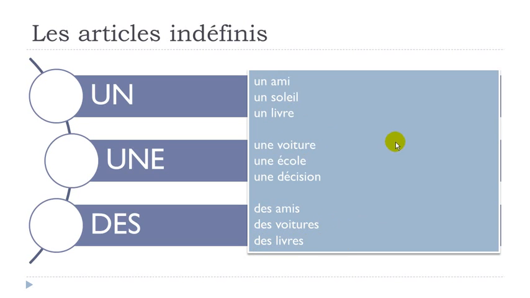Okay, let's repeat them one more time. Un, une, des. Un ami, un soleil, un livre, une voiture, une école, une décision, des amis, des voitures, des livres.